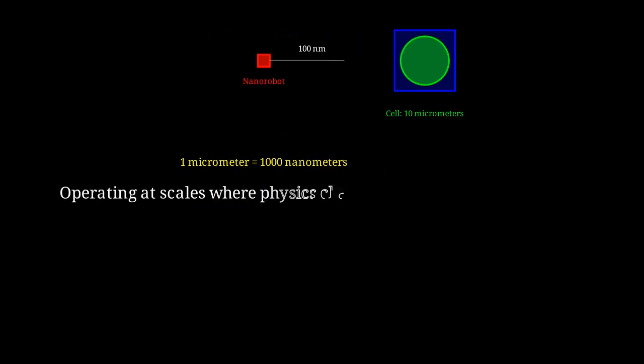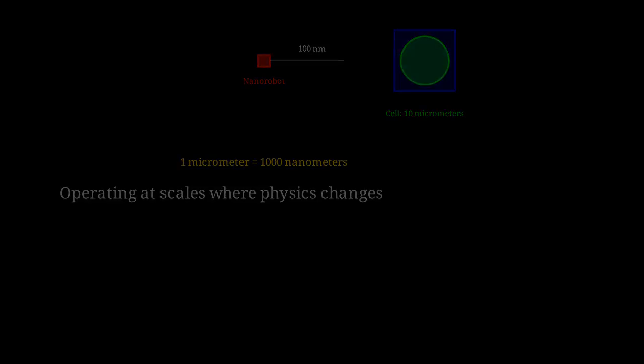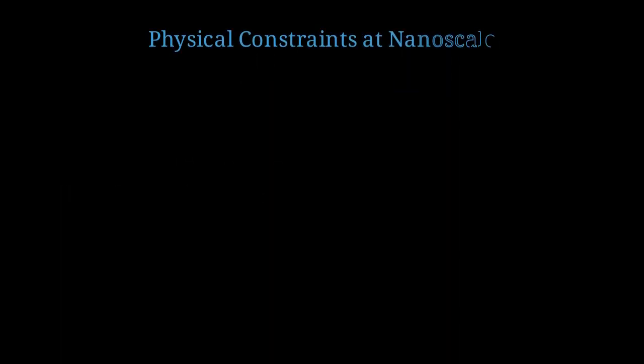At these scales, the physics changes dramatically. Surface forces dominate over volume forces. Brownian motion becomes significant. Viscous drag overwhelms inertia. We must account for these differences. Let's examine the unique physical environment that nanorobots must navigate.